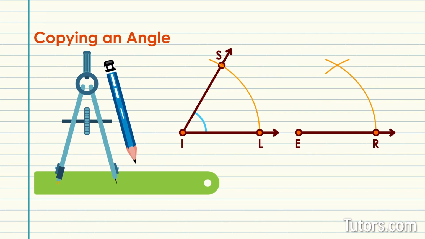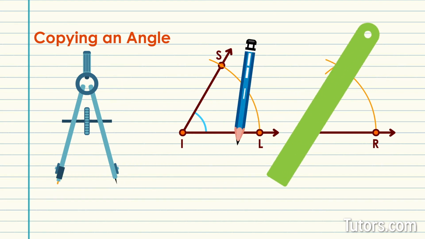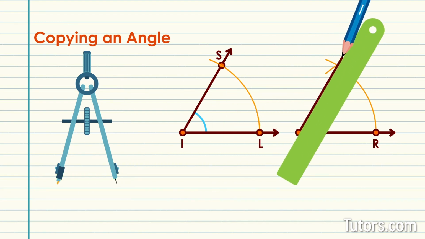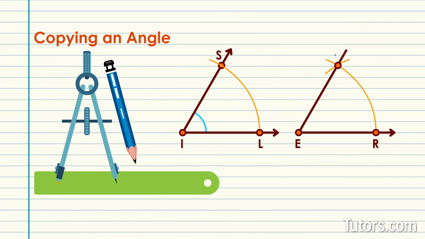Where it crosses the other arc, you have found a point that will be along the new ray from point E upwards and to the right. Connect point E to that new point and call it point V. Put an arrowhead on the ray. You now have an angle identical to angle SIL, called angle VER.